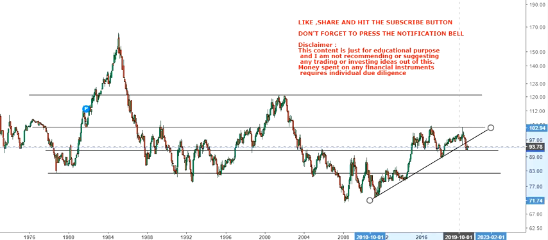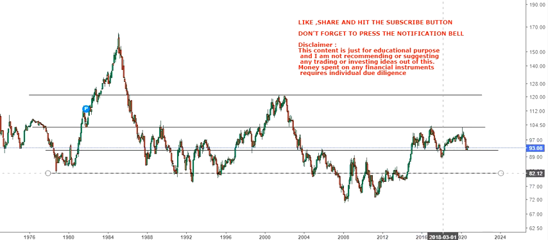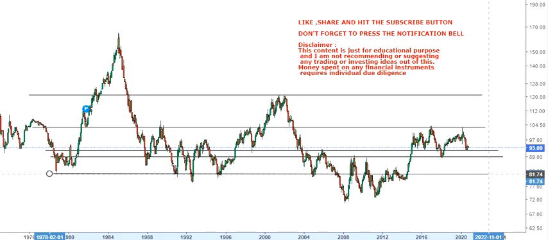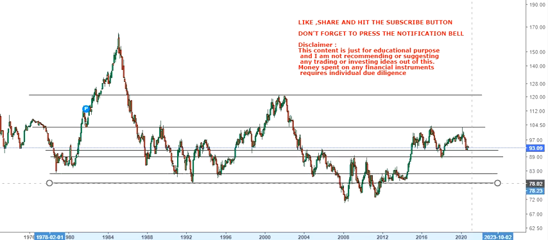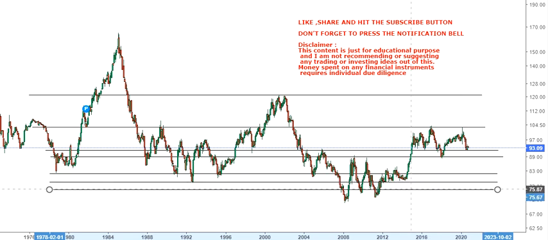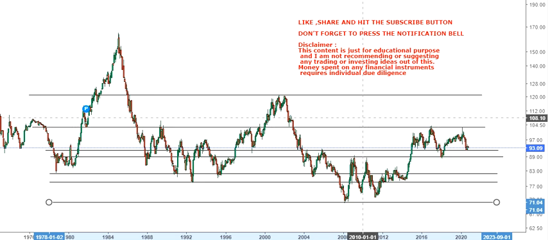And here you can see the particular index has again taken support at 92, but if it is unable to hold this level also, then obviously it will fall down to 81, or probably 78, or probably to the lower end of the range, which is 71.